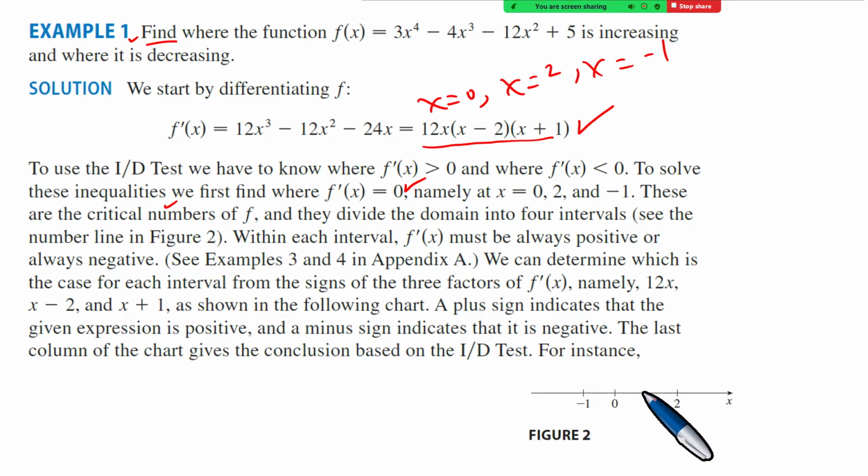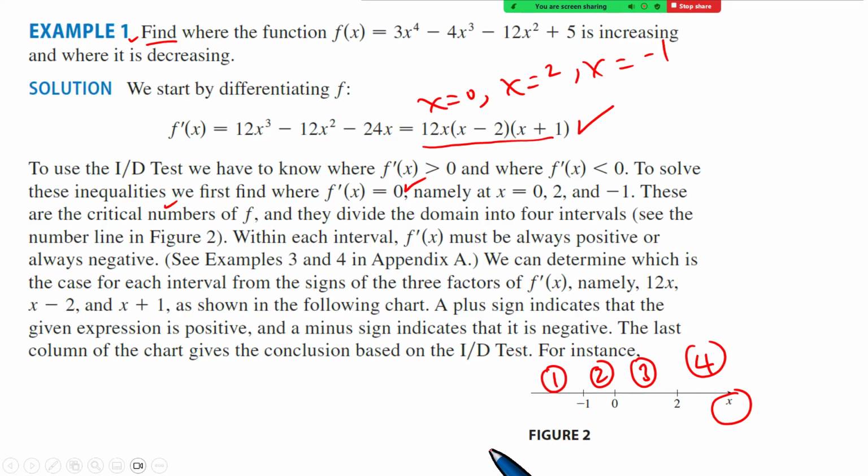See the number line in figure 2. They divide the domain. What is the domain? The domain is the set of the x values. The domain is subdivided into 4 parts or 4 intervals. Within each interval, the derivative must be always positive or always negative. This is very important. It is a very strong claim, and it's always true, fortunately, so we don't need to check all the time. So in an interval between minus infinity and minus 1, for example, the derivative is either always positive or always negative.